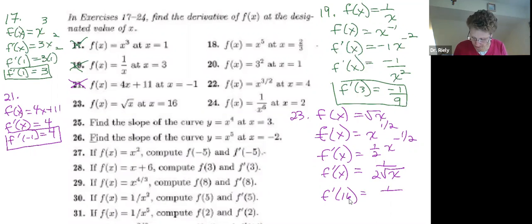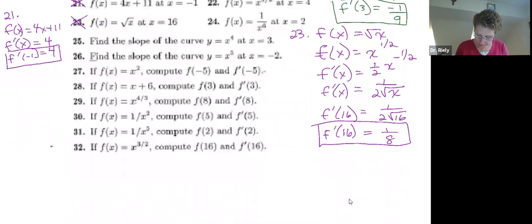So this is 1 over 2 radical 16. So I'm just going to go for the principal root. So this is going to be 1 over 8. Okay, and that's my final answer. Okay, so that's 23. So I'm going to slide down and work down below. So let's go for 25.